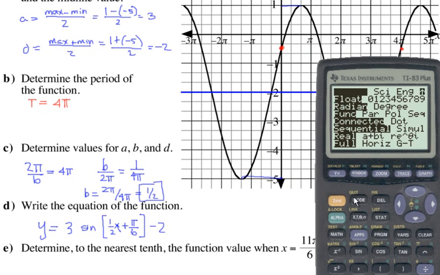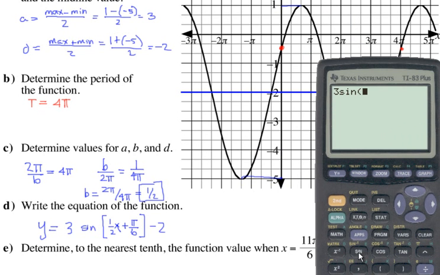Make sure I'm in radian mode, and yes I am. 3 sine 1/2 x plus pi by 6. Oh, sorry, I don't just want x. Take that back. X is 11 pi by 6. There we go. So 3 sine 1/2 x plus pi by 6, close parentheses, and on the very end we have -2. And so to the nearest tenth, that should be -2.8.